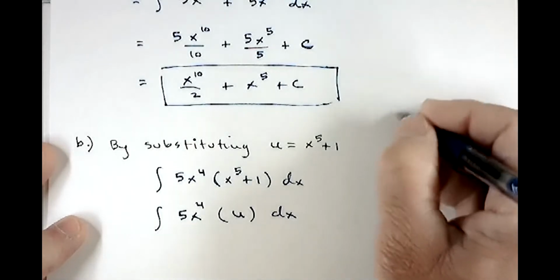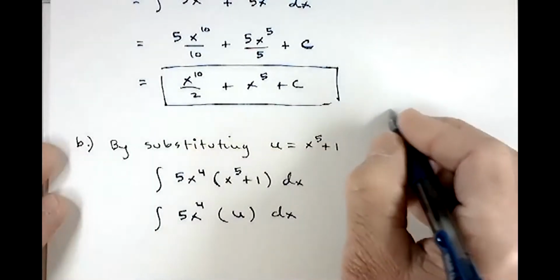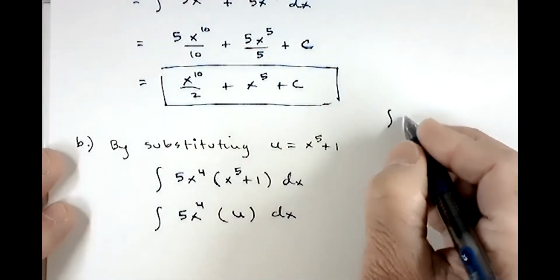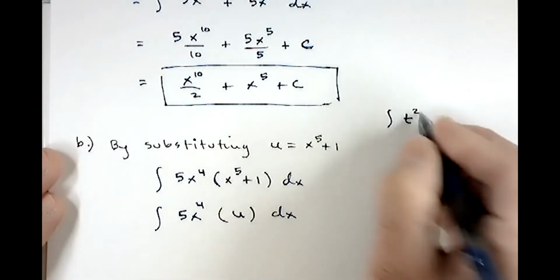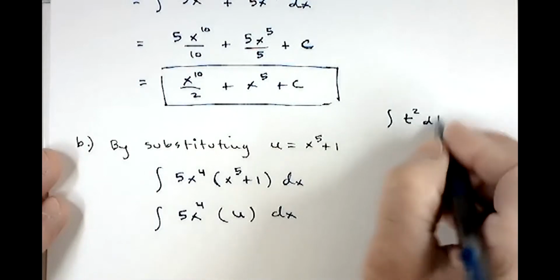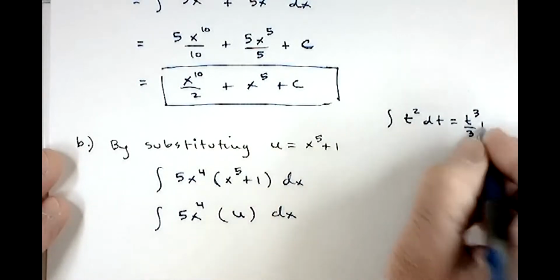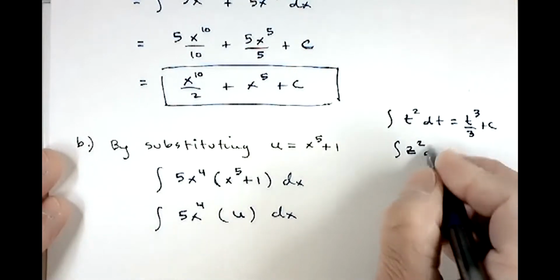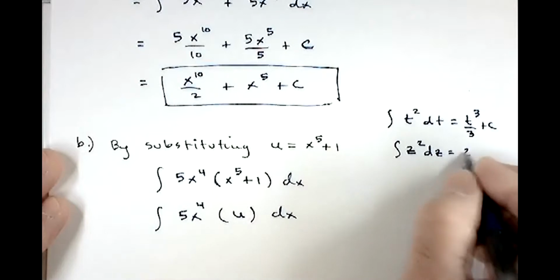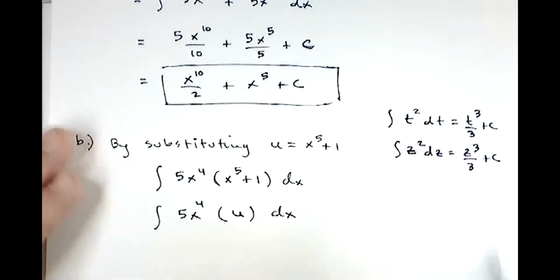This is my scratch paper over here. We know a lot about antiderivatives. Most often we use x, but when you see an antiderivative, it can be any variable. If someone said the antiderivative of t squared with respect to t, that would be t cubed over 3 plus c. If someone said z squared, the antiderivative with respect to z, that's z cubed over 3 plus c.